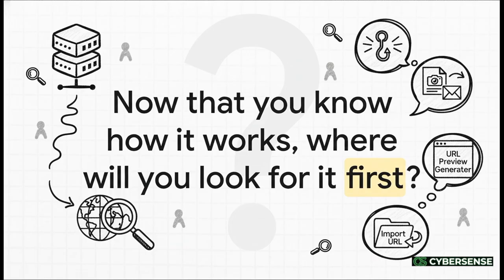So now that you know the secret, where are you going to look for it first? Think about features like webhooks or services that generate URL previews or those import from a URL buttons. That internal spy, it could be hiding anywhere, right there in plain sight.